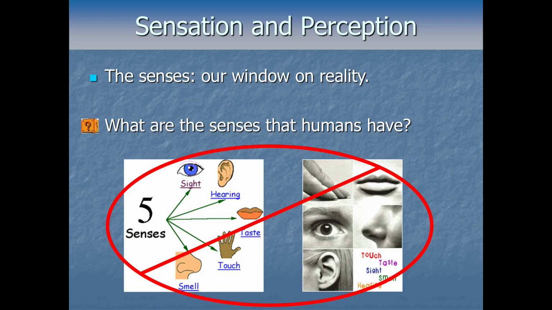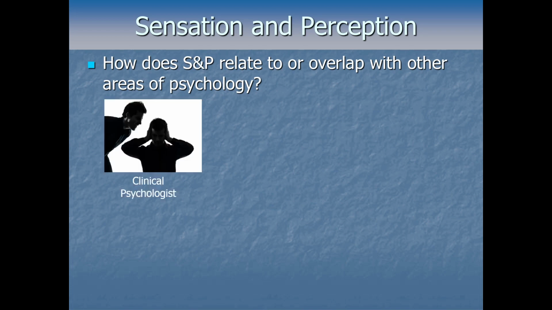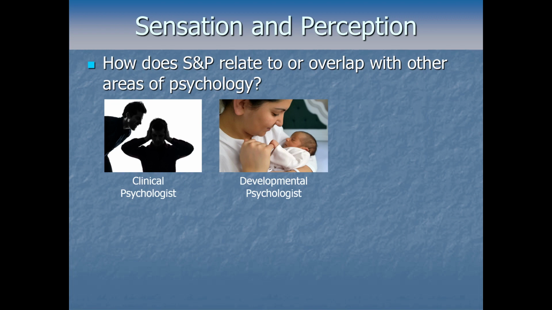But first, let's just think about why sensation and perception is such a fundamental field of psychology. So I want to start by thinking about how sensation and perception relate to or overlap with some other areas of psychology where we'll see that it's highly relevant. For example, a clinical psychologist might ask questions like, why can't a patient with schizophrenia distinguish hallucinations from reality? That's the kind of thing that S&P psychologists study. Or a developmental psychologist might ask, can babies recognize their parents' voice at birth? Or how do we pick up language when we hear it spoken by our parents and caretakers and those around us? Those questions are studied by sensation and perception psychologists.